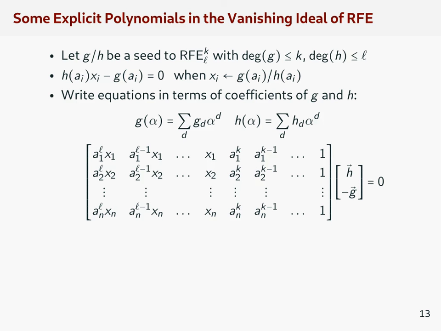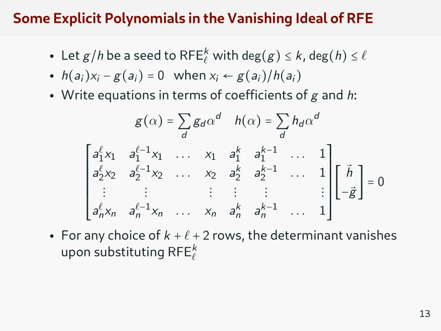The point is that by looking at the system, we can see that if we plug in RFE KL for the xi's, with respect to the seed g over h, then this matrix has a non-trivial linear dependence of its columns, namely given by the coefficients of h and g. So what this means is that if we look at any full-size square submatrix, its determinant is going to vanish when we plug in RFE KL for any seed.